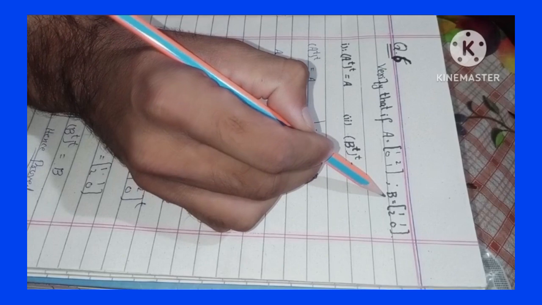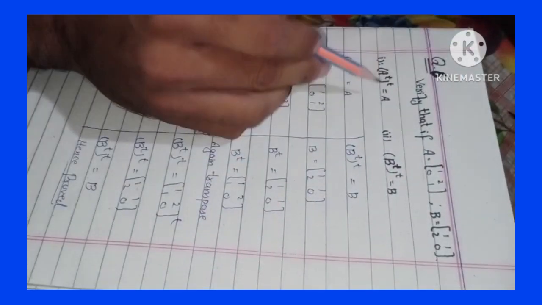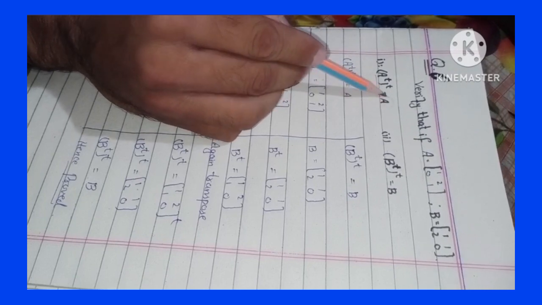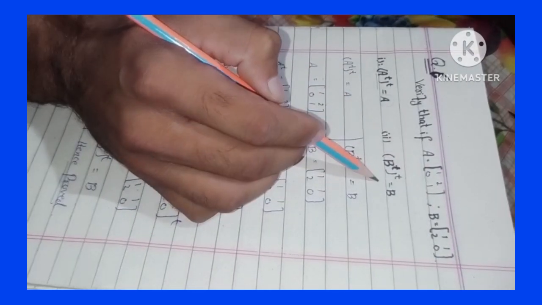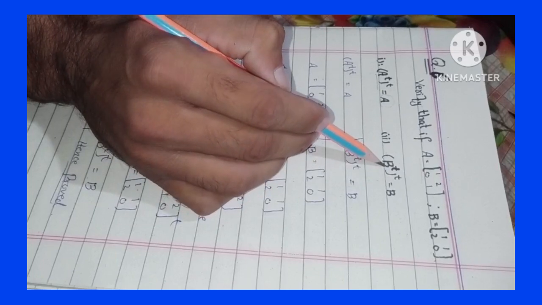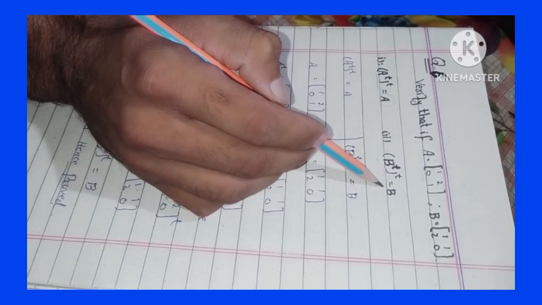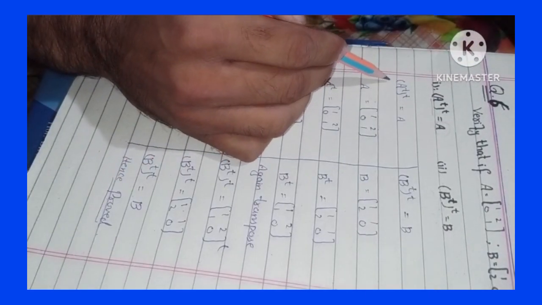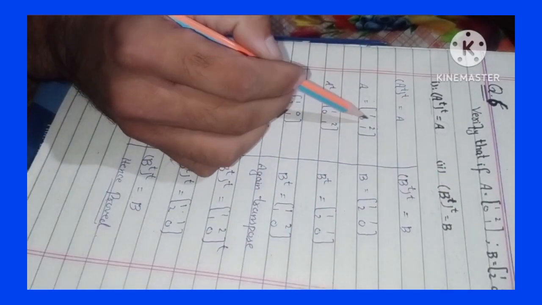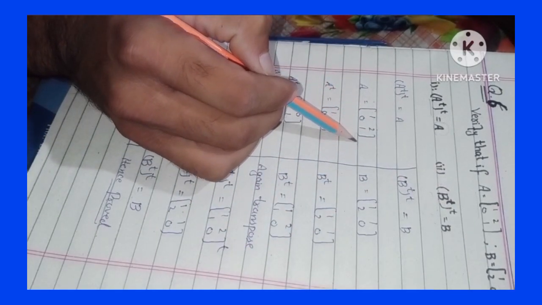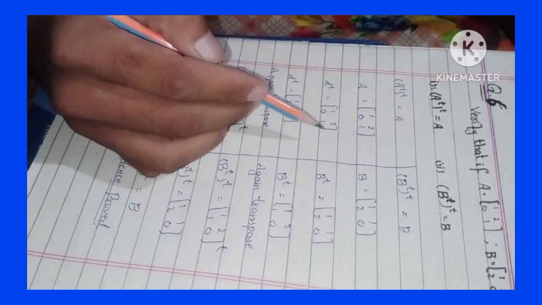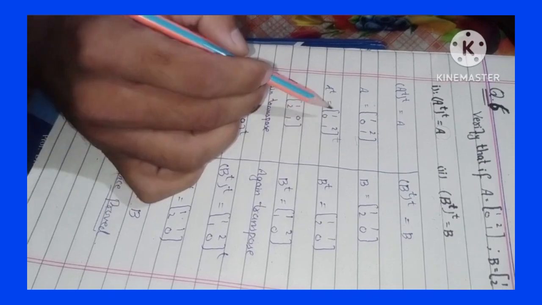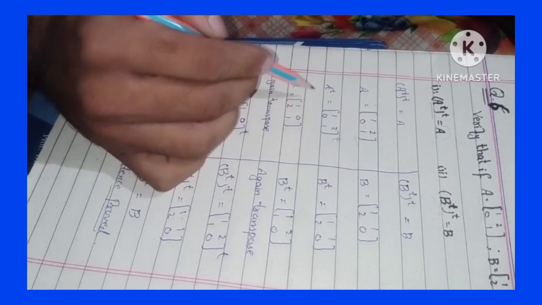matrix A is given and matrix B is given. We will verify that the transpose of A and its transpose again is equal to matrix A. And the second part is that the transpose of B and its transpose again is equal to matrix B. First we solve this. We take a matrix A: 1, 2, 0, 1, which is a scalar matrix. We take the transpose, rows change into column or column change into row.